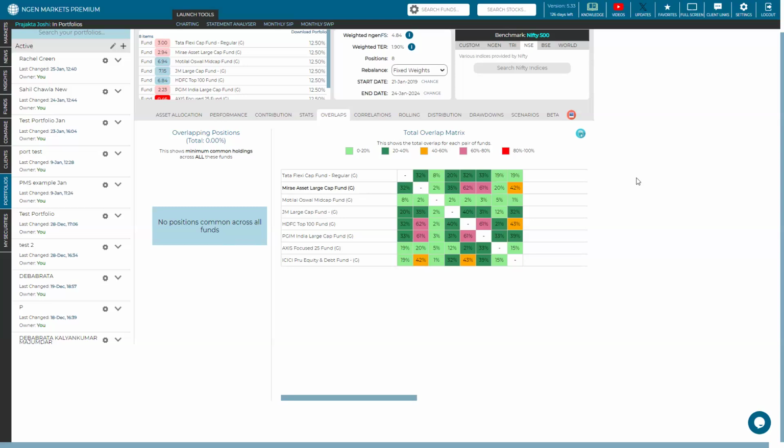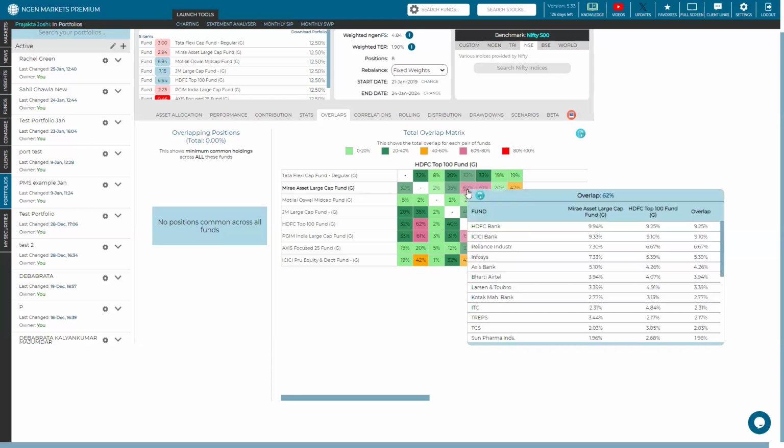If you see color coding in pink or dark red, or even this yellow color, that means there are funds in the portfolio that have very similar holdings. For example, in this case, I have a Mirae Asset Large Cap Fund and also an HDFC Top 100 Fund, both from the large cap universe, and they have 62% same stock holding. So 62% of their underlying holdings are similar. If you want to see which underlying stocks are similar, you simply click on the 62% cell. You will have this list open right in front of you.